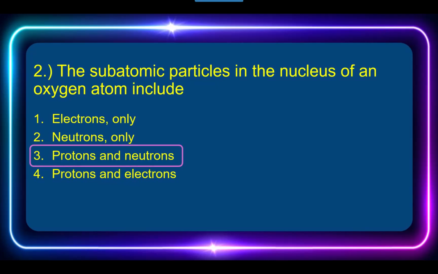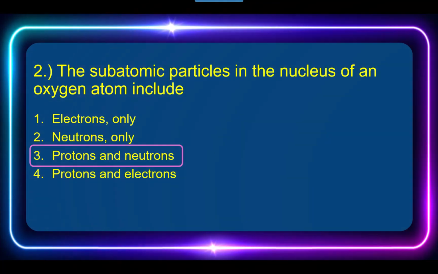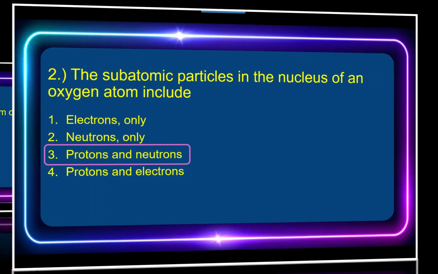If you pick number 3, protons and neutrons, you got it correct and you earned 5 points. The protons and neutrons are found in the nucleus of an atom. The electrons are in the orbitals outside of the nucleus of an atom. Let's go on to question number 3.